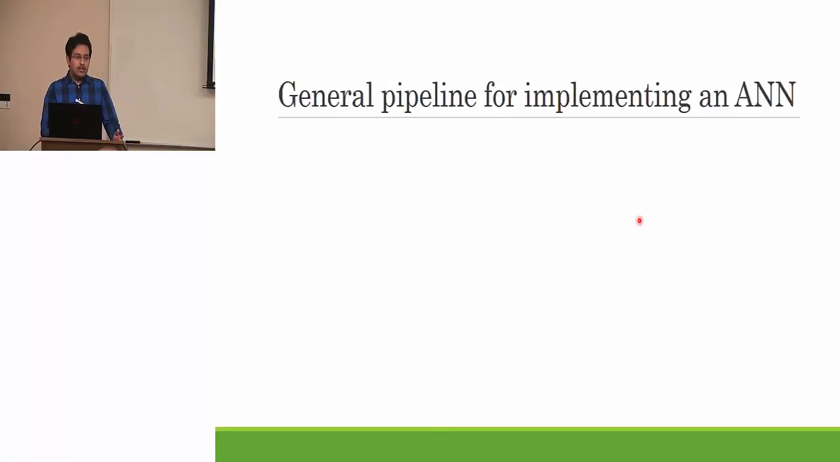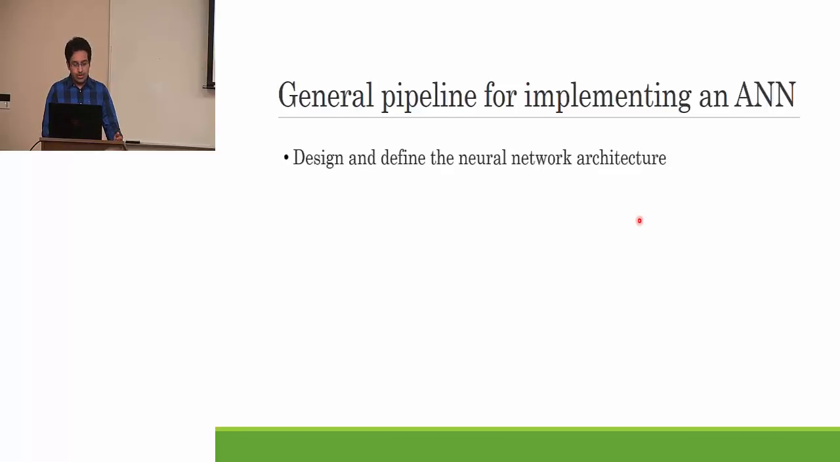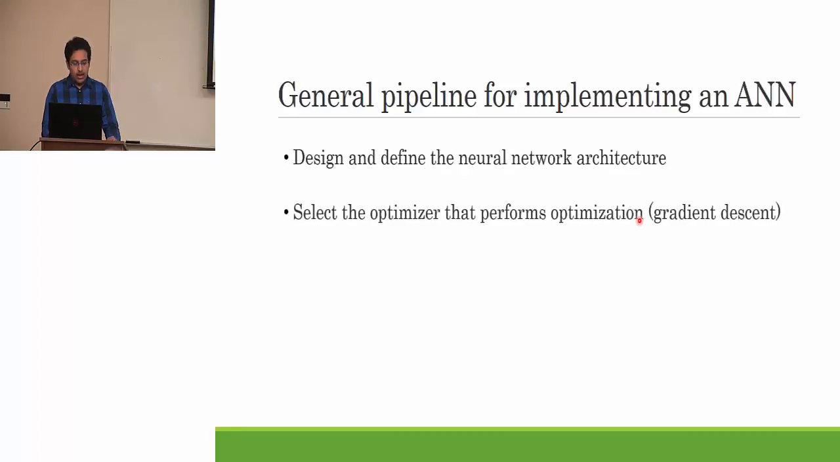So the general pipeline of implementing any artificial neural network is as follows. We design and define the neural network architecture depending on what application we want to use it on, and we select the optimizer to perform the optimization. Mostly it will be gradient descent. There are a few cases where we do gradient ascent. And selecting the optimizer is a crucial aspect.